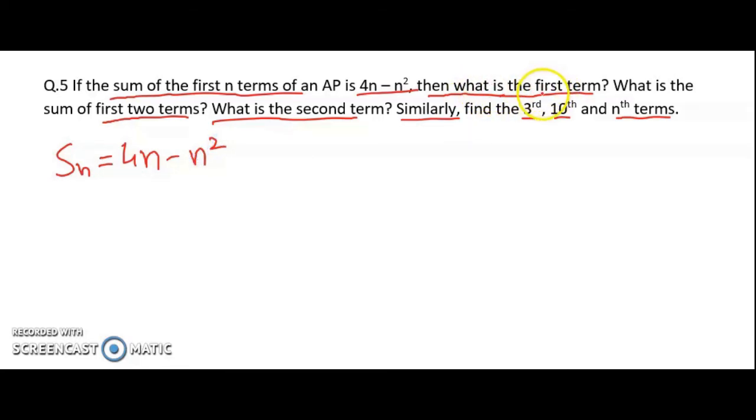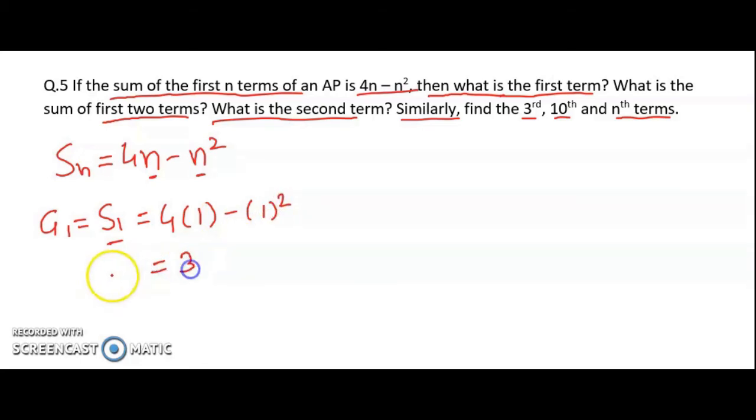Now what is the first term? So the first term will be equal to the sum of first term S1, because the sum of first term and first term both will be the same thing. So if you want to find S1, it means here we will replace this n with 1. So we will get 4 multiplied by 1 minus 1 square. So we get 4 minus 1, that is 3. So we get S1, or you can say the first term of an AP is 3.